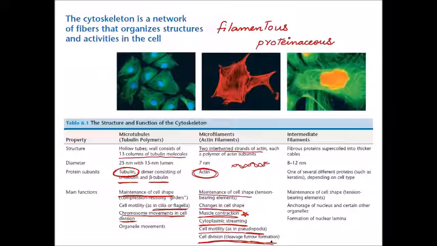Now, intermediate filaments, you don't have to study much about this. That's not very important. We'll mainly focus on the first two, microtubules and microfilaments. So I'll just discuss only the functions. This will also help in maintaining cell shape, anchorage of nucleus and other cell organelles, formation of nuclear lamina. So lamina is a structure which is found in the inner side of the nucleus.